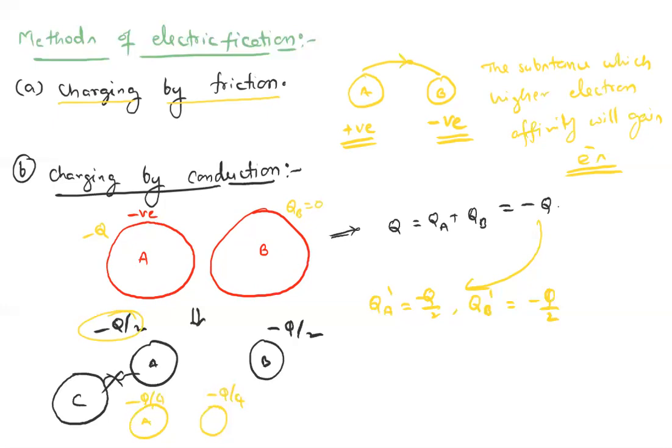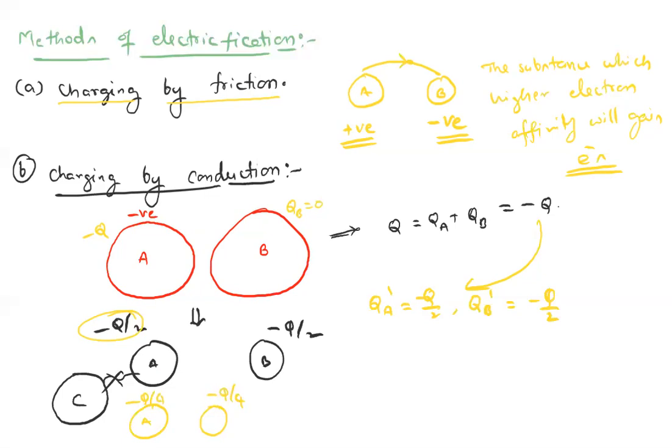After that, both the bodies acquire charge of the same nature. But if you consider friction, they get charge of opposite nature. But here they are getting charge of the same nature. That's why they repel each other.